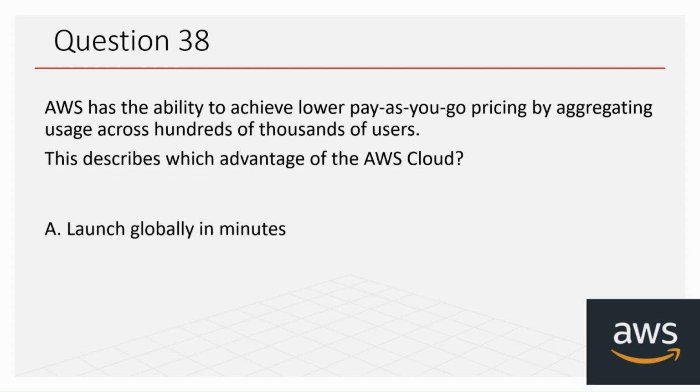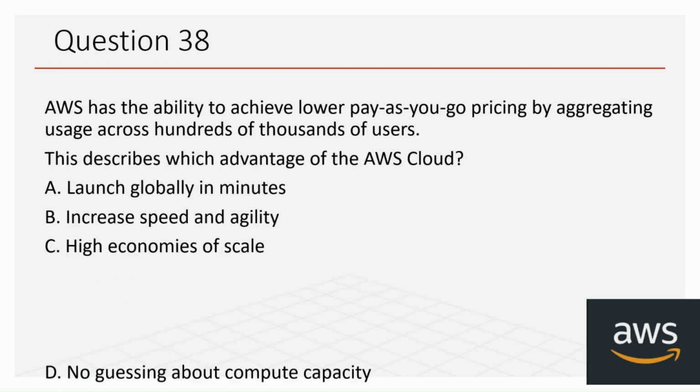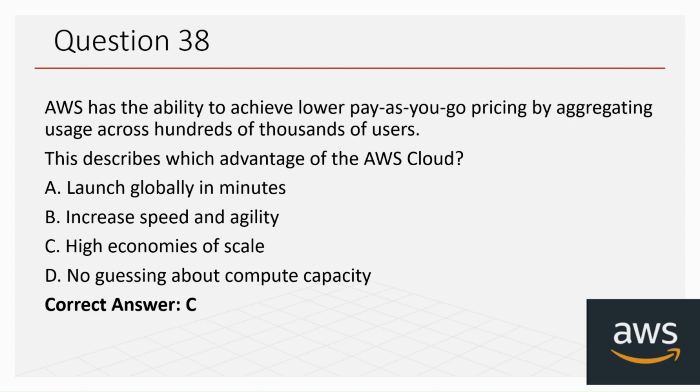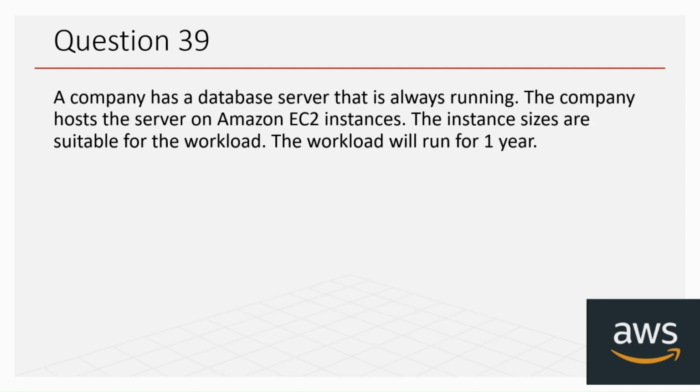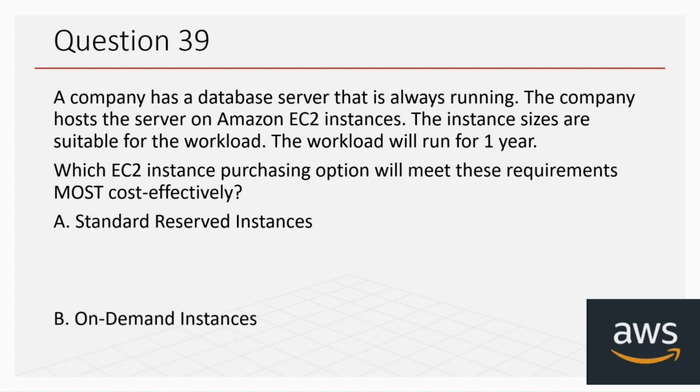Let's look into the next question, which is question number 38. AWS has the ability to achieve lower pay as you go pricing by aggregating usage across hundreds of thousands of users. This describes which advantage of the AWS cloud. A. Launch globally in minutes. B. Increase speed and agility. C. High economies of scale. D. No guessing about compute capacity. And the correct answer is C. High economies of scale.